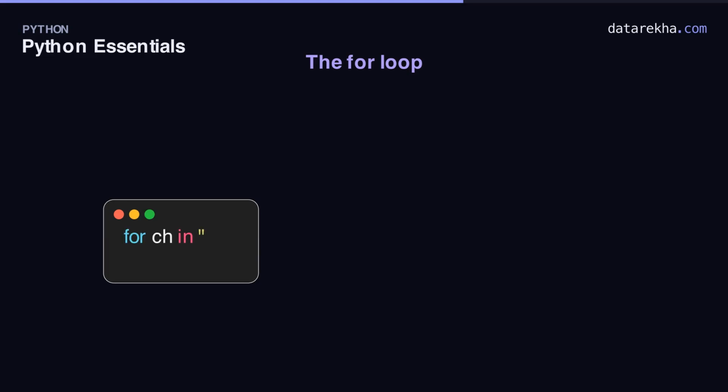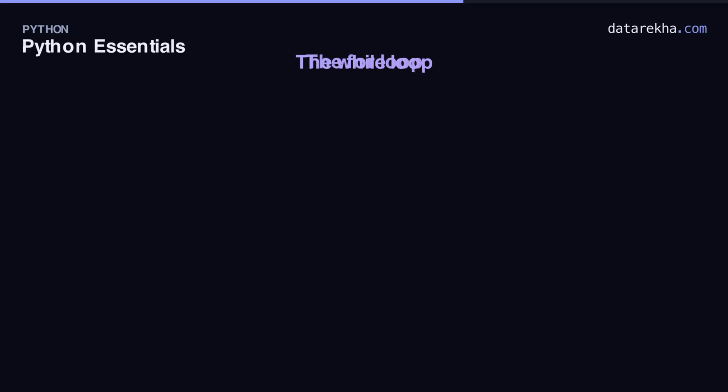One more flavor. A for loop doesn't only walk over numbers, it walks over any sequence, including the characters of a string. For ch in the word cat, ch becomes c, then a, then t, and we print each one. 3 characters, 3 passes. c, a, t. Same loop, walking a string instead of a range.